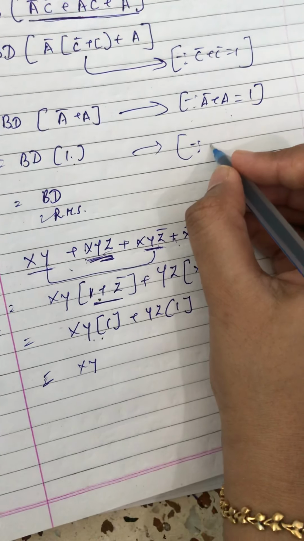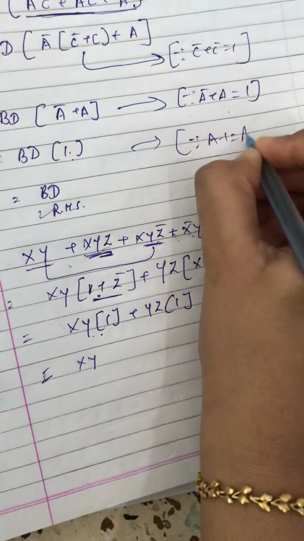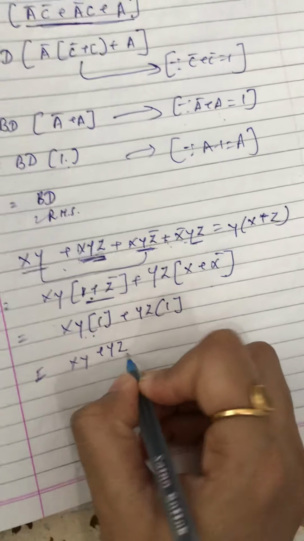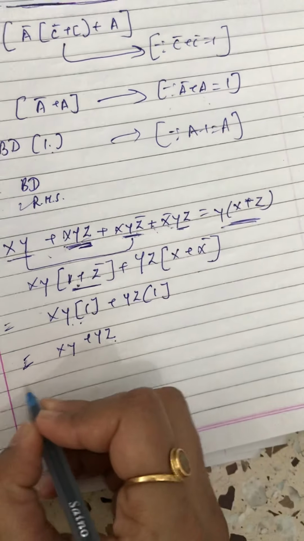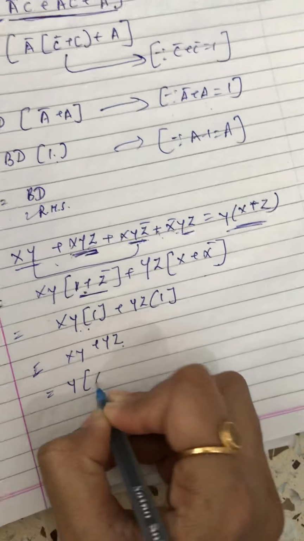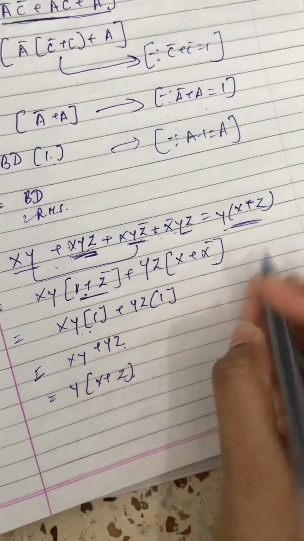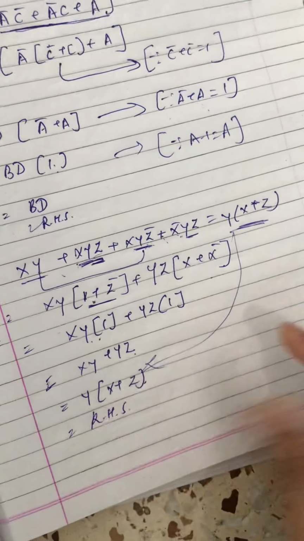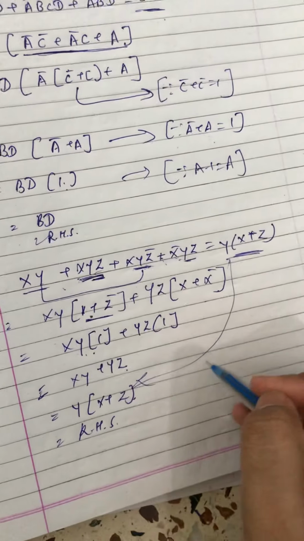So xy is as it is because of the ANDing law, a into 1 is equal to a. So xy plus yz. But see, your required term is in this form. So that is why you need to take y common and you will get x plus z. It is the same as your asked term and you have proved the right hand side, right?